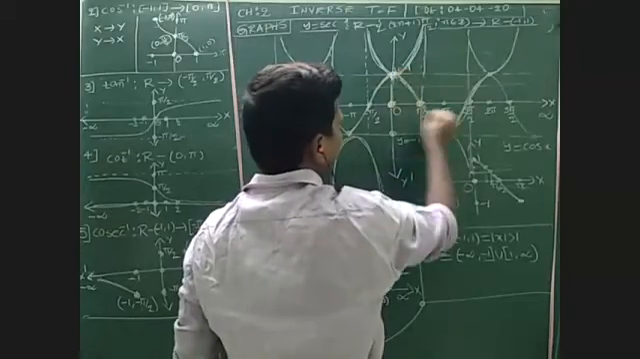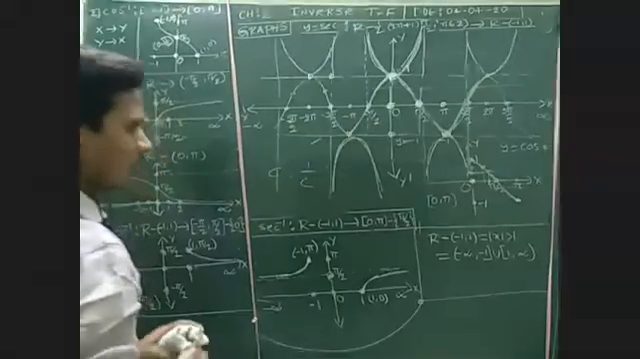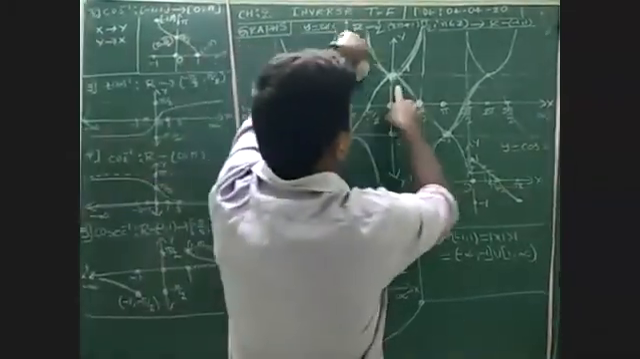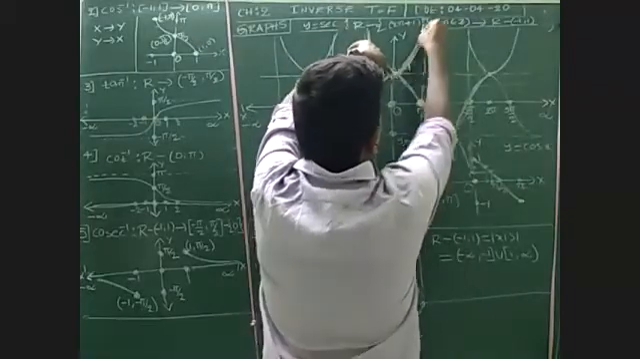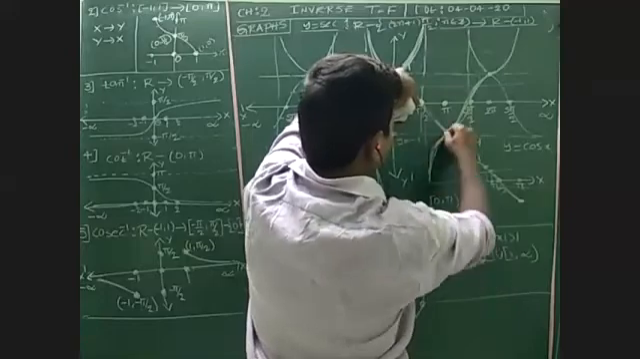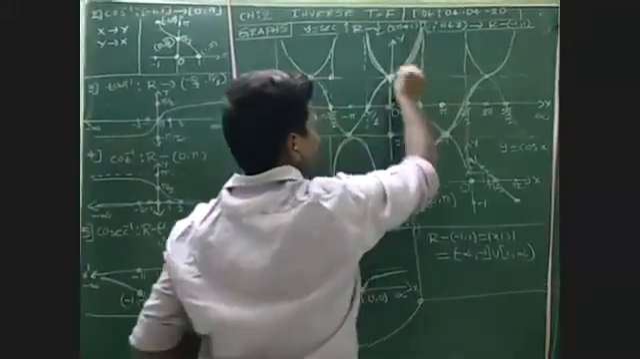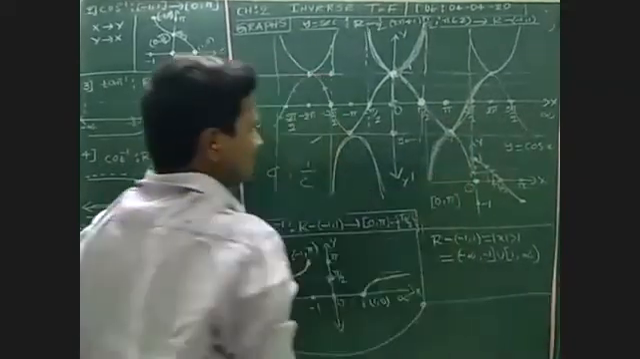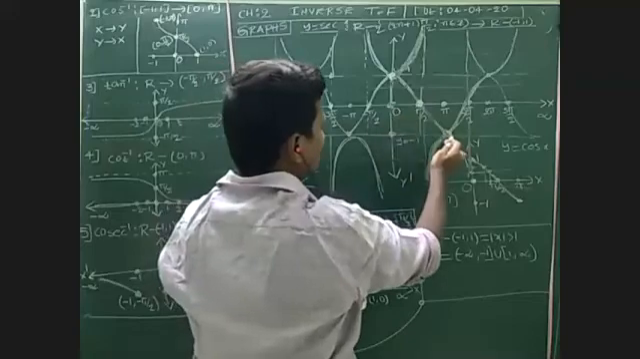Secant, angle 0, 90, 180. Between these values only I want to draw the graph. 0 to 90 is the graph of secant x, and 90 to 180 is the graph of secant. You can take this area. That's it. I want to restrict the domain. I want to take the domain of 0 to 180 only.